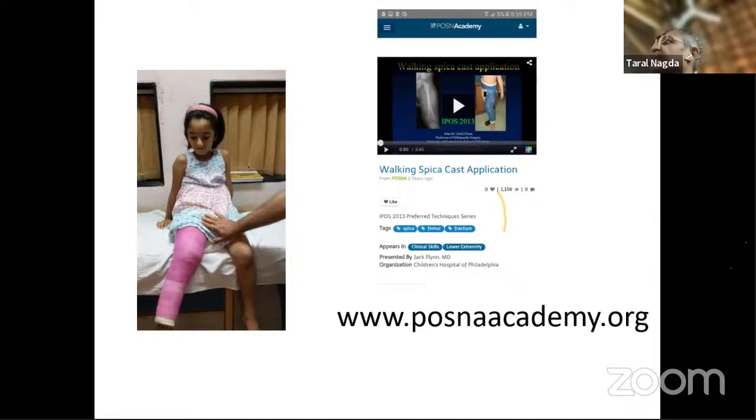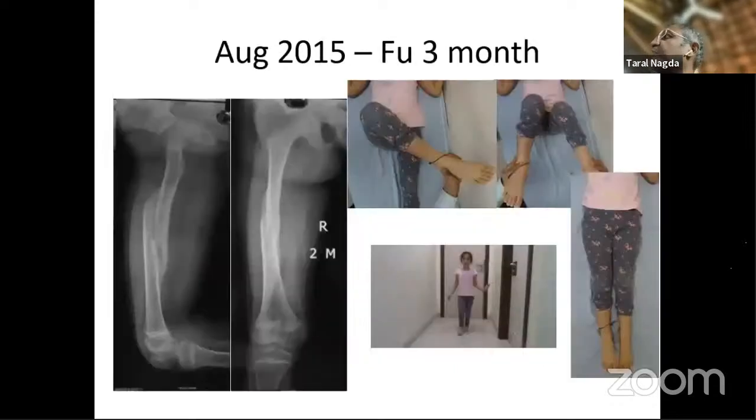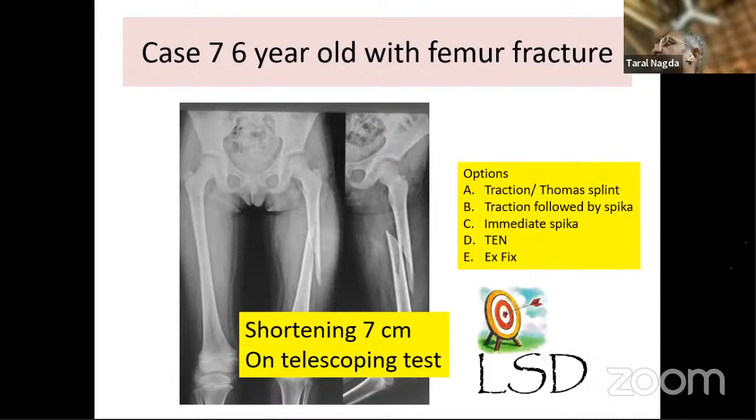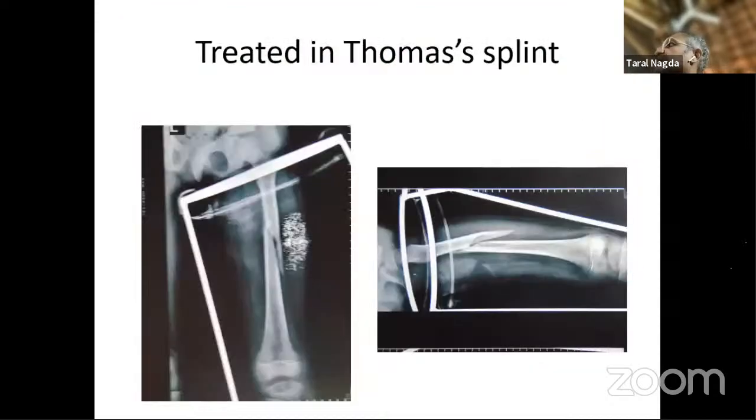But after that, with younger children now, the practice is that those we put in spica on day one, the length stable fractures, go for a single leg spica on the first day, and length unstable fractures would have a short period of traction followed by a single leg spica.